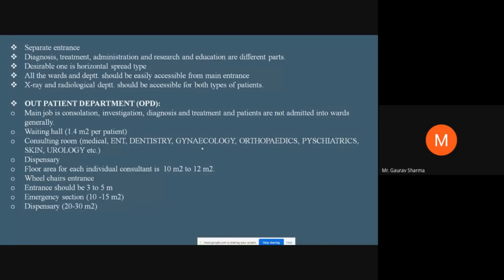Okay, and patients are not admitted into wards generally. They are treated with the help of medicines, and proper advice is given by the doctor. That is very much important. And if required, then they must be admitted in special cases. But generally, OPD patients are not admitted into the wards. That is a basic thing which is considered in hospital planning.